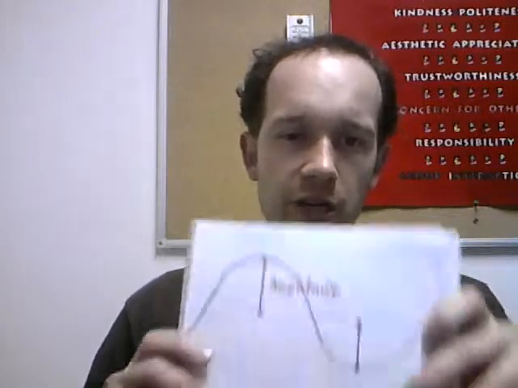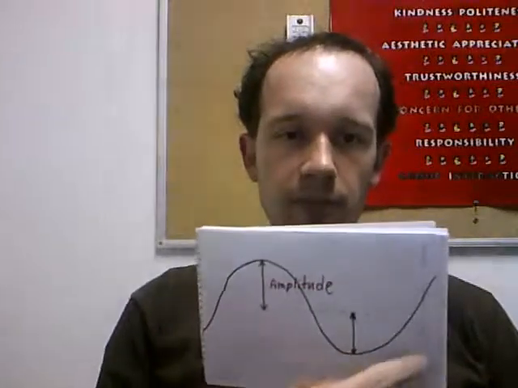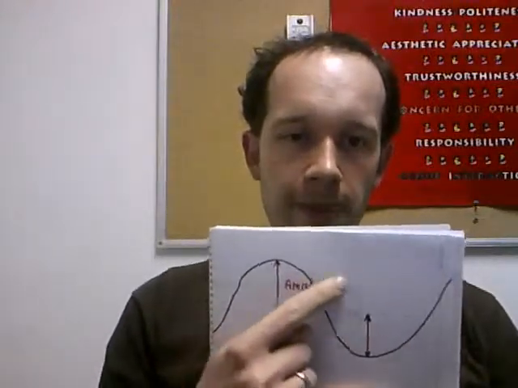This is for unit 9 TSW number 3. The TSW basically says that you need to be able to say how amplitude is measured and what is the relationship between amplitude and energy of a wave. So here I have a picture for you, a picture of a wave.